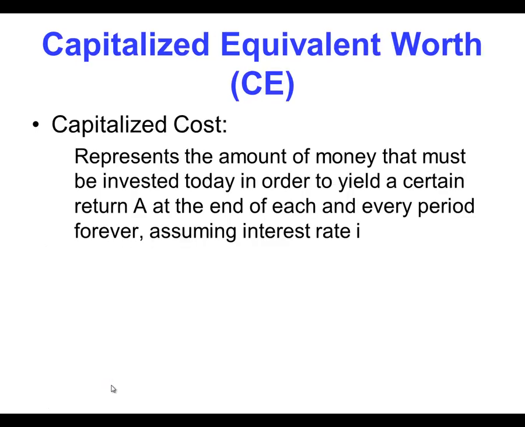So the capitalized cost, to be more specific, represents the amount of money that must be invested today in order to yield a certain return at the end of each and every period forever, assuming interest rate I. So I'm looking at the annuity that will result from this investment over the years with a certain interest rate I.